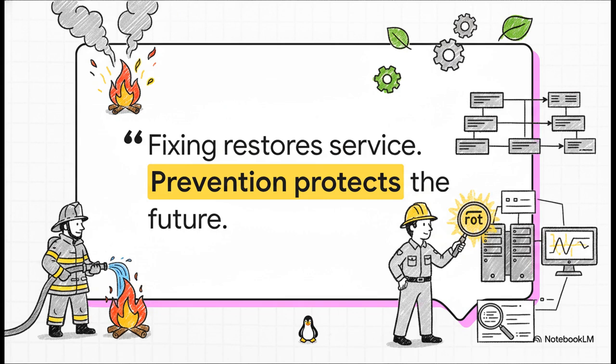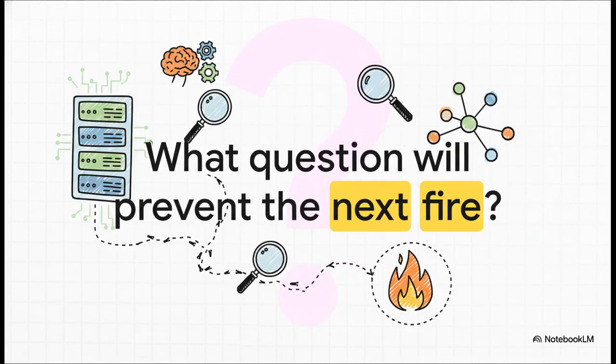Fixing the immediate problem, that just gets the service back online. It's important, for sure, but true senior-level engineering is all about prevention. It's about doing the hard work of root cause analysis to make sure this specific fire never, ever happens again. You're not just a firefighter, you're a fire inspector. So we'll leave you with this final thought.